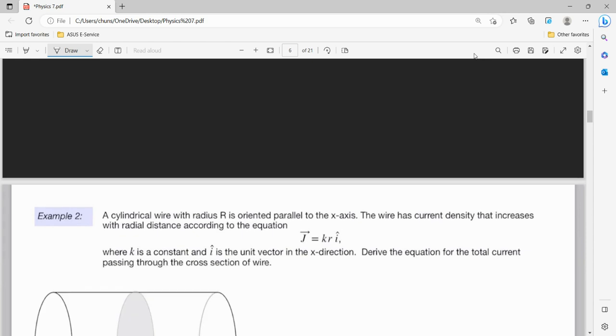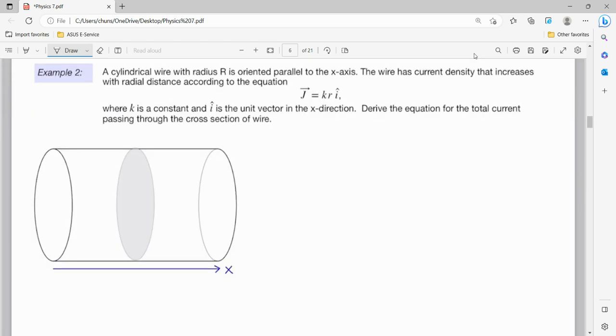So we're going to use this equation in this next example, where we have a cylindrical wire with radius r oriented in the x-axis, where the current density that increases with radial distance is J equals kr in the i direction. So in the positive i direction, that means it flows like this.